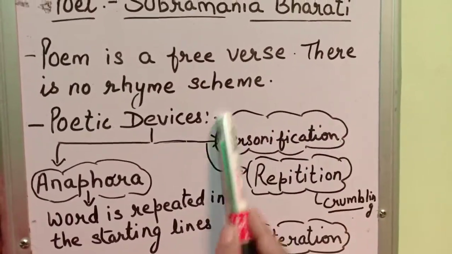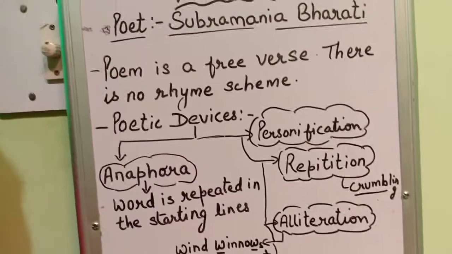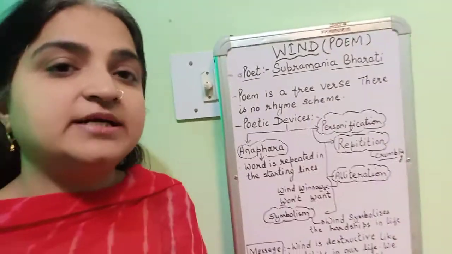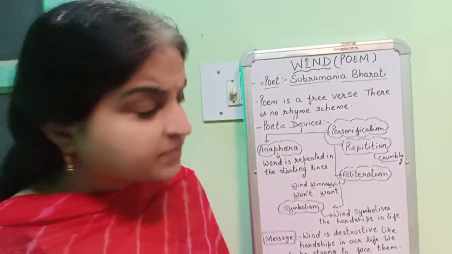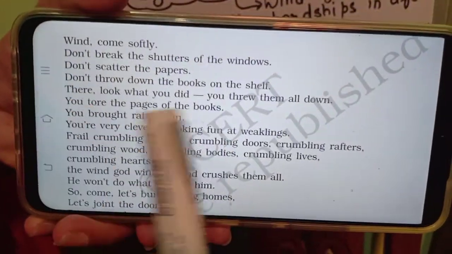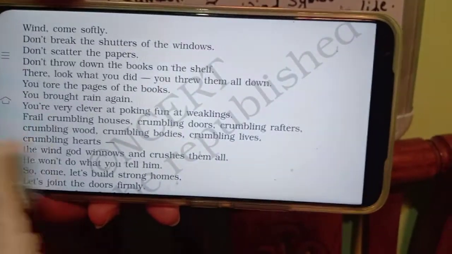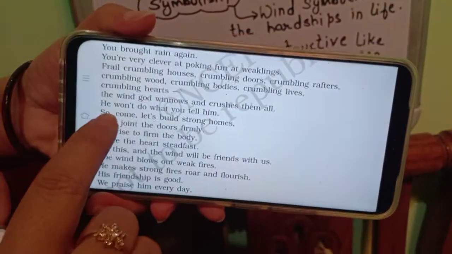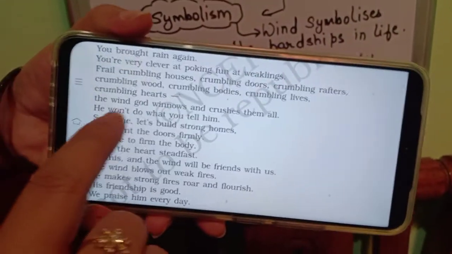So yes, poetic devices. First of all, personification is used. Now what is personification? Personification is a literary device used by a poet when the poet gives human attributes to a non-living thing. Means wind is a natural phenomenon, but here the poet has addressed this wind as you. Wind comes softly. You brought the rain. You are very clever. You tore the pages. Means he is attributing some human qualities to the wind. And also you see that he has used he, and we use he for masculine in our English language, for males. So he won't do what you tell him.